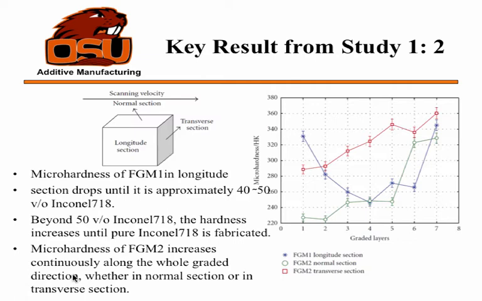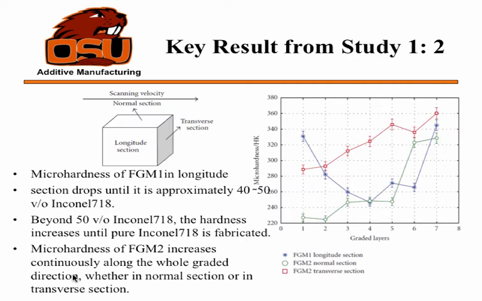Here you can see that the micro hardness of the FGM1 in longitudinal section drops, and then it continuously increases. This is because up to 40 to 50 volume percentage of inconel, it decreases due to the ferritic and austenitic phase in them. And when the inconel volume percentage increases, the hardness increases because of the increase of elements of chromium and molybdenum, which results in an increased solution hardening effect in the component.